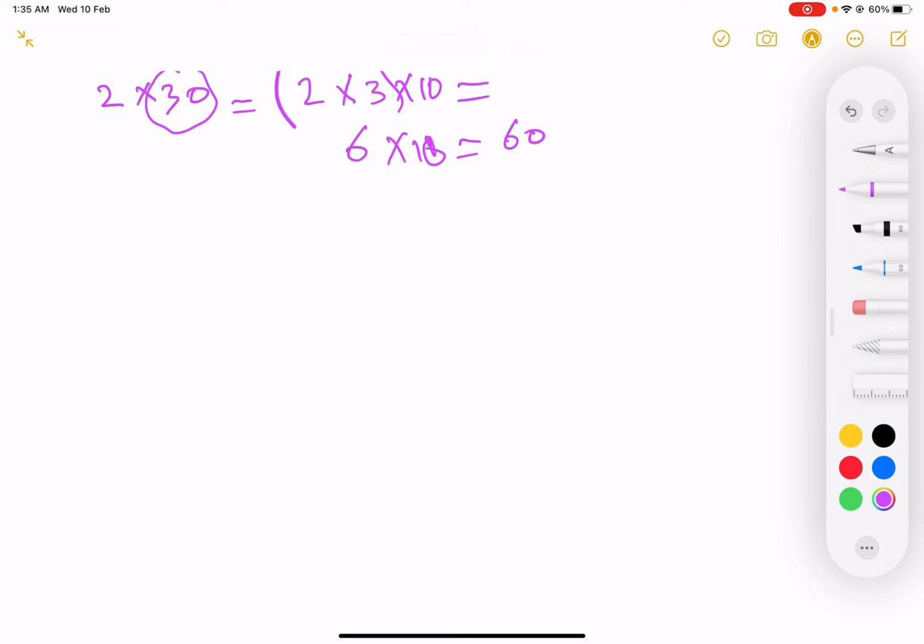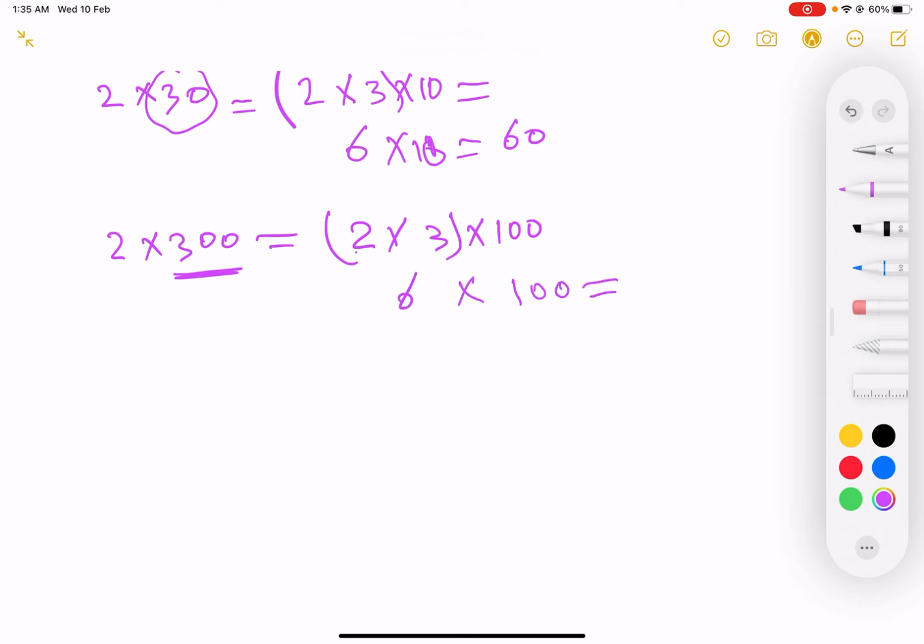For another example, the first one in the book, if I write for you 2 times 300, you write 2 times, instead of 300, 3 times 100. Then you will take the 2 with the 3, the answer is 6. Times 100, the answer will be what? 600.